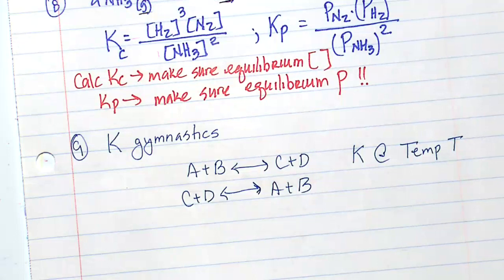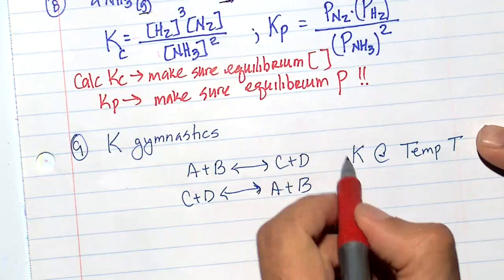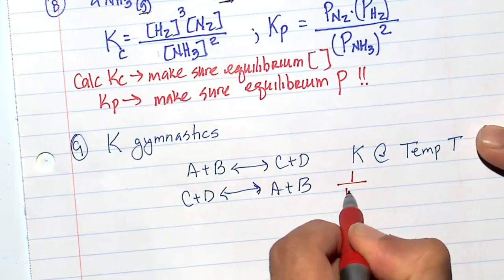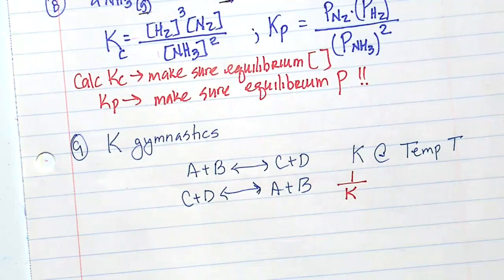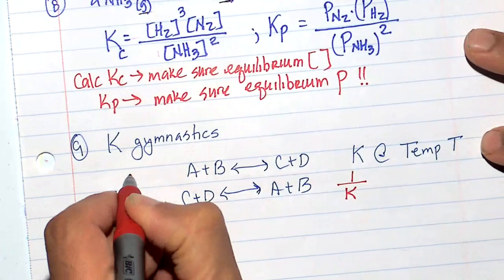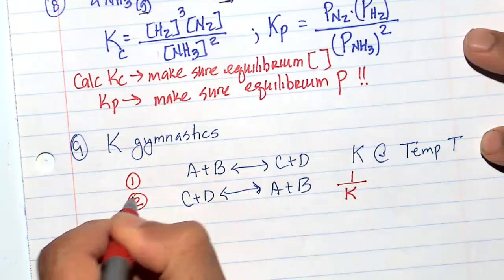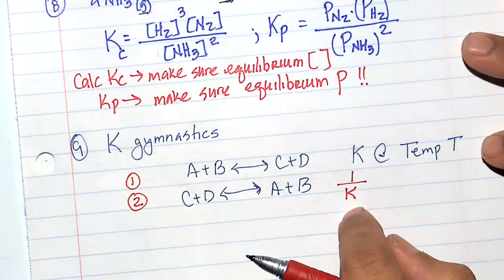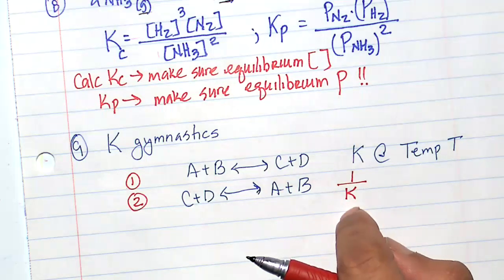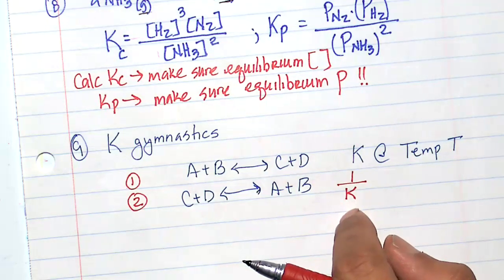And what will be my new equilibrium constant? It's not K. Okay, what will it be? Okay, when you flip a reaction, you take the reciprocal to get your new equilibrium constant. So reaction 1 is this. Reaction 2 has a new equilibrium constant, which is 1 over K.